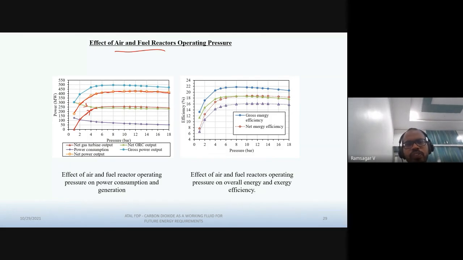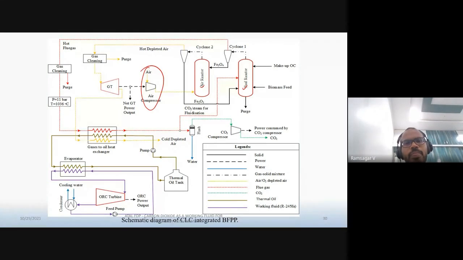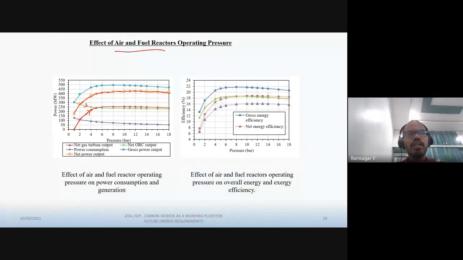So how can we increase the operating pressure in the air and fuel reactor? By using this air compressor. Initially, as you increase the air pressure, the streams carry energy at high pressure. That leads to a greater amount of power extraction from this gas turbine, as we are operating the turbine at high pressure, and that is the reason for the increasing trend.